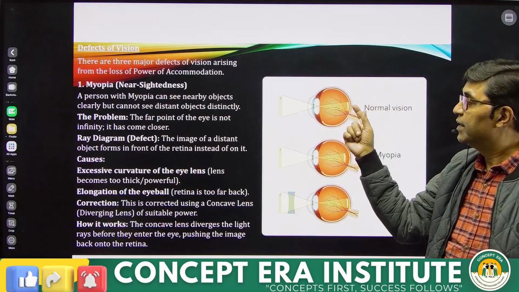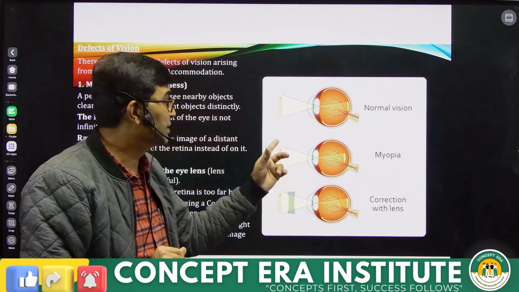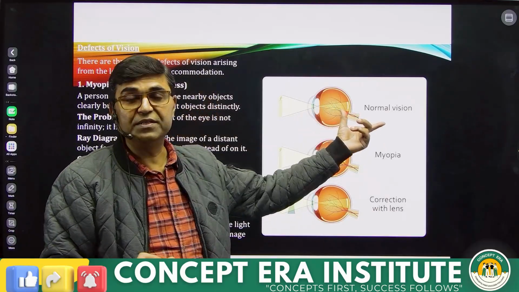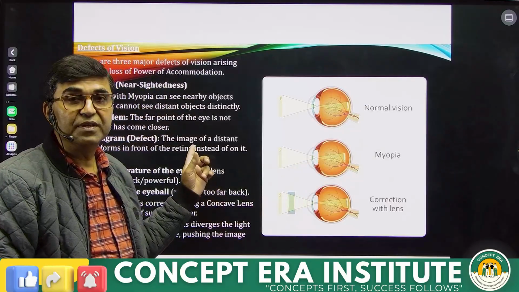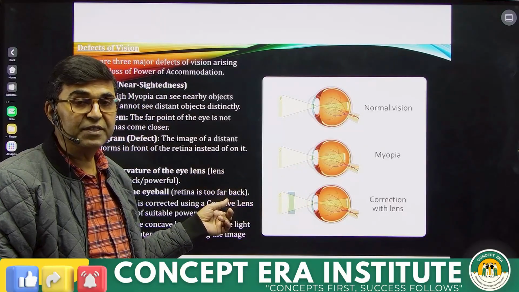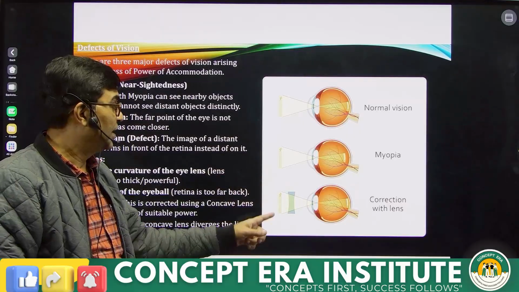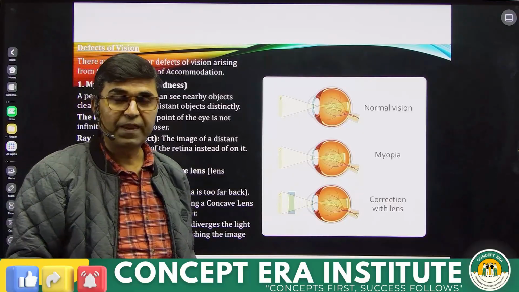Therefore, either the curvature of the eye lens is excessive, or the length of the eyeball is longer than normal. Both are the causes of myopia defect, and the correction for myopia defect is the use of a concave lens of suitable power. I think that would be clear.